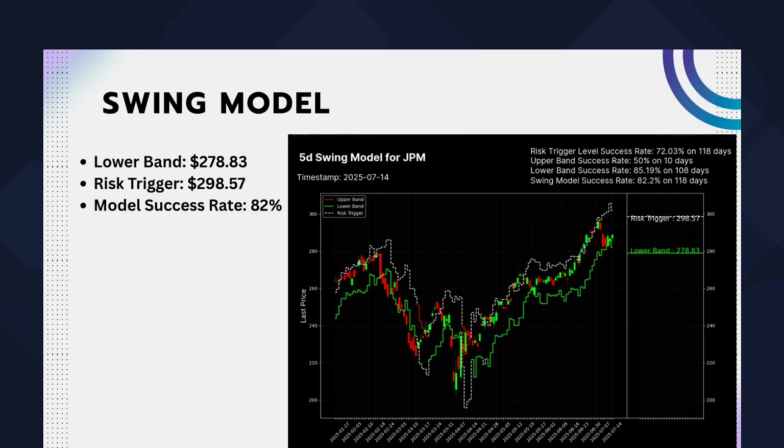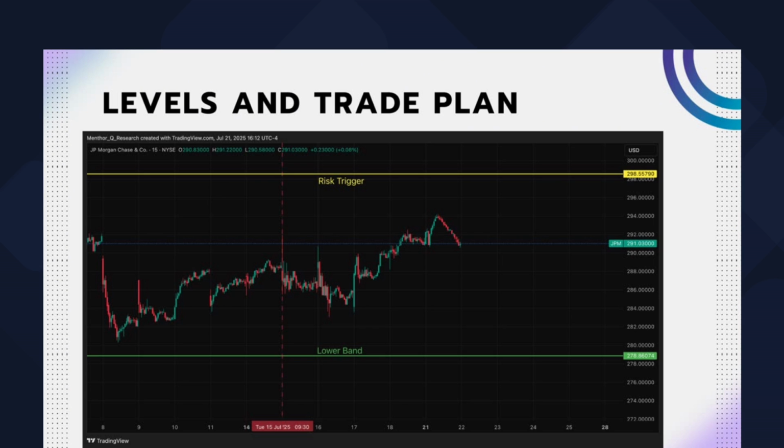So how can you then use this information? Well, you can use it in different ways. And here we can see how you can plan your swing trading and your trades using the levels. Here we have our lower band, we have a risk trigger at the top, and this is the range that you are looking for the next 5 days. If we look at the price from today, let's see where JPMorgan is at. We are at 293.56, so we are going towards the risk trigger level that we see on the chart.